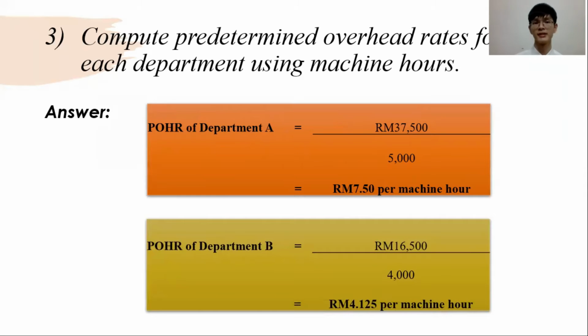For the predetermined overhead rate for Department B, we use 16,500 ringgit and divide by 4,000 machine hours, and we will get 4.125 ringgit per machine hour at the end of the calculation. So that's all for me.